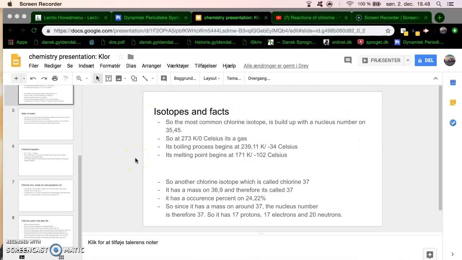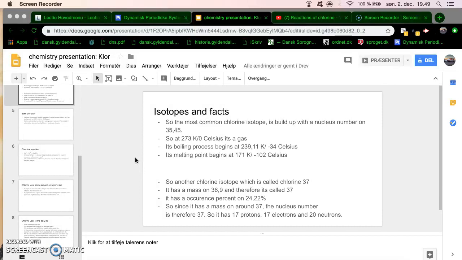Isotopes and facts. So the most common chlorine isotope is built up with a nucleus number of 35.45. So at 273 Kelvin it is a gas. Its boiling process begins at 239.11 Kelvin. Its melting point begins at 171 Kelvin.